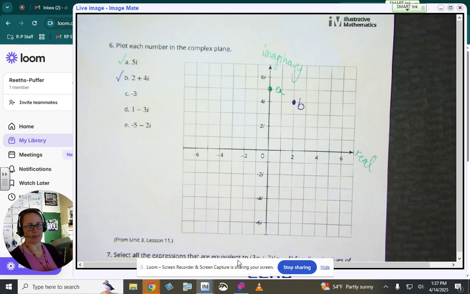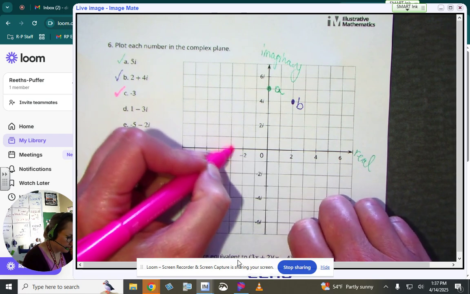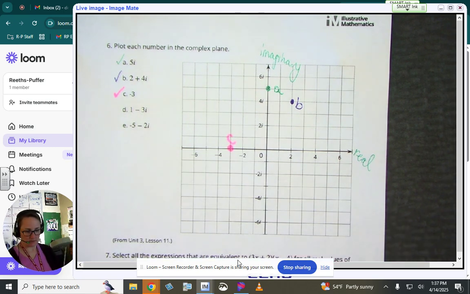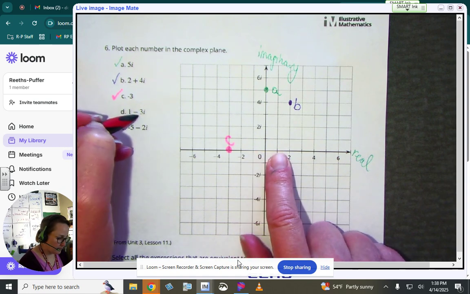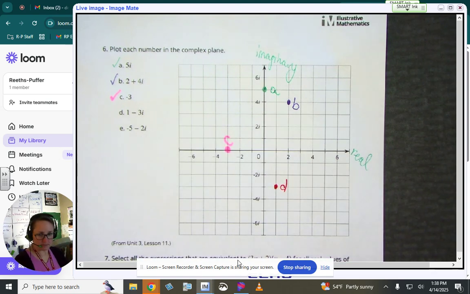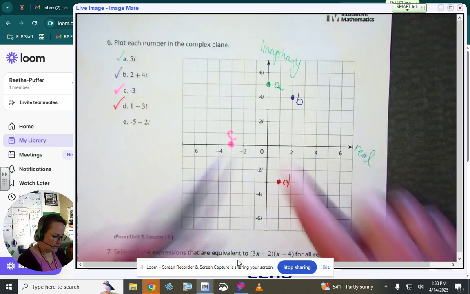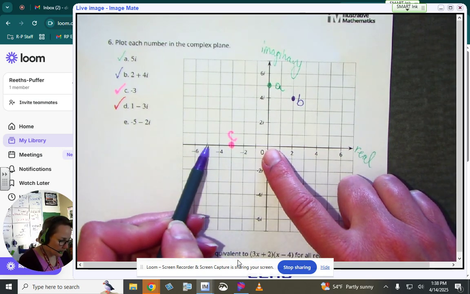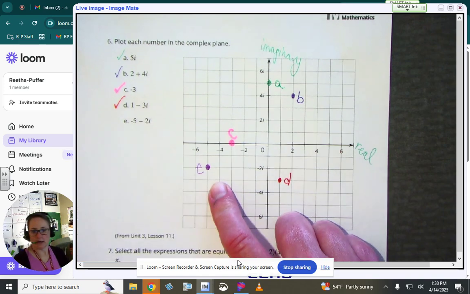I'm going to do part C in hot pink. Negative 3. That's a very real number. There's no imaginary part. Oh, I already used green. Let's use red. 1 positive, 3 negative i's. There's part D. And last but not least, E starts off with negative 5 going to here and down 2i. E.